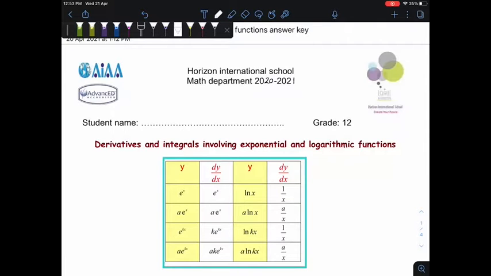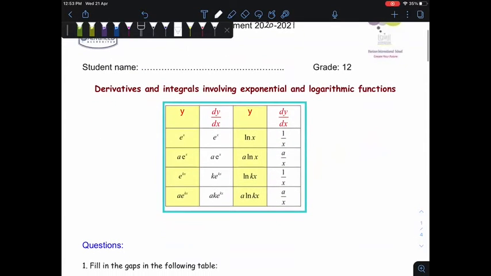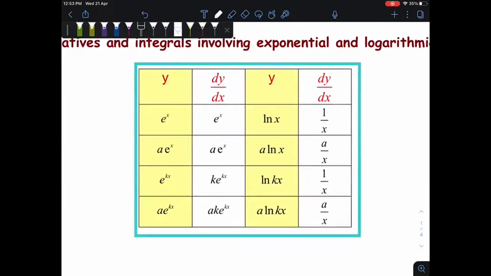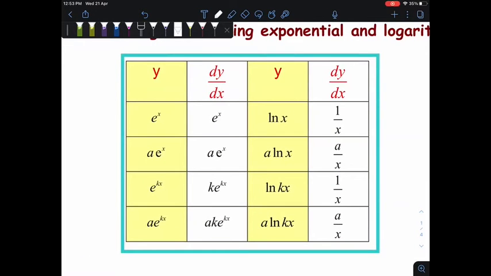Yeah, here we have this table. It's very, very important. You have to know it well. What's the derivative of e to the power of x? What's the derivative of a times e to the power of x, and so on. So let's maximize it, right? E to the power of x, its derivative is e to the power of x, and a e to the power of x, its derivative is a times e to the power of x, such that a is a constant.